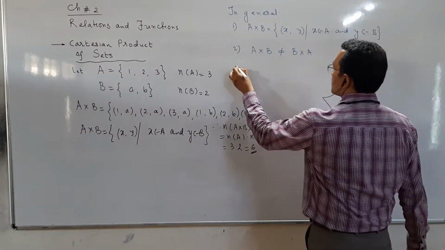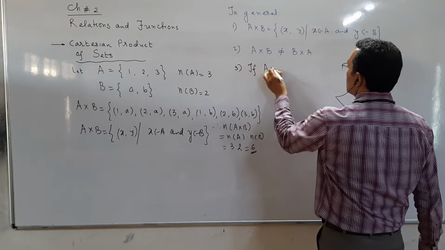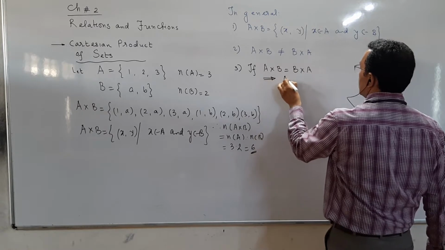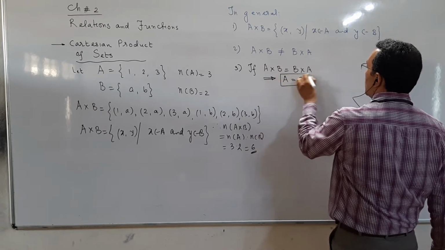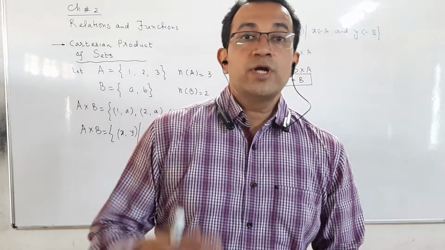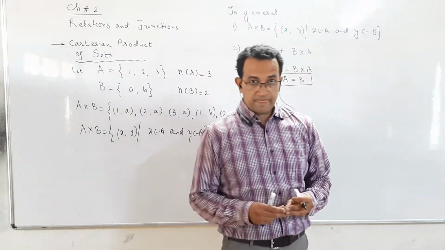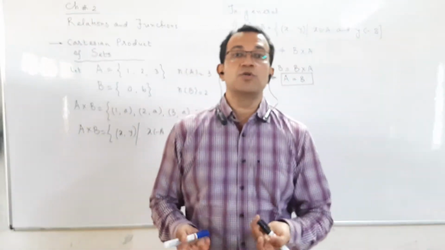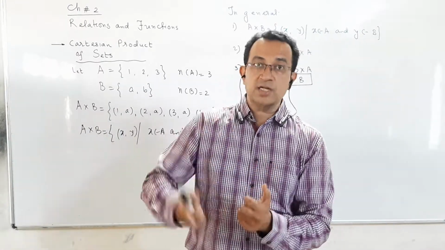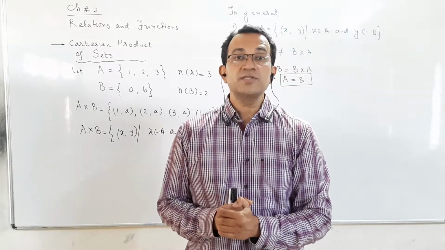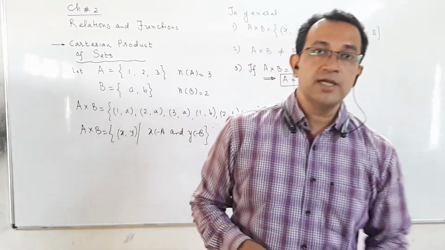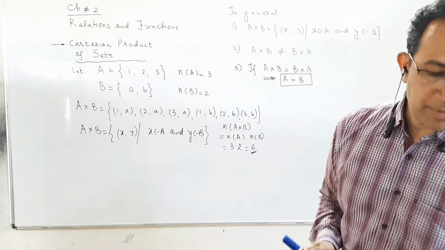Third, if A cross B is equal to B cross A, this implies, students, that sets A and B are equal. So this is the third definition of equal sets. Two definitions, students, we have already studied in chapter 1, that if A is a subset of B and B is a subset of A, then A is equal to B. Then if two non-empty sets A and B have the same number of elements and the same corresponding elements, then A and B are equal sets. And the third definition, if A cross B is equal to B cross A, students, then definitely we have A is equal to B.